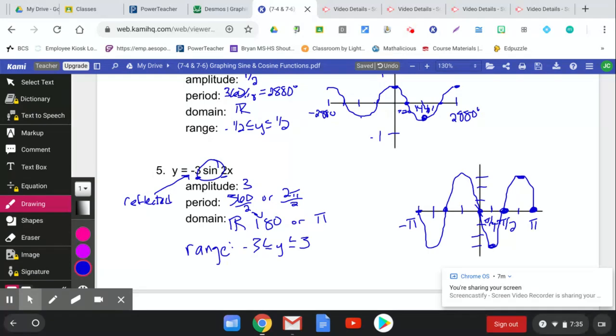Okay. In the next lesson, we'll talk about doing vertical shifts and horizontal shifts. Those get a little bit more complicated, but hopefully this has given you a good idea. Remember that the amplitude is always this number out in front, and the period is 2 pi or 360 divided by b, which is this number out in front of the x.